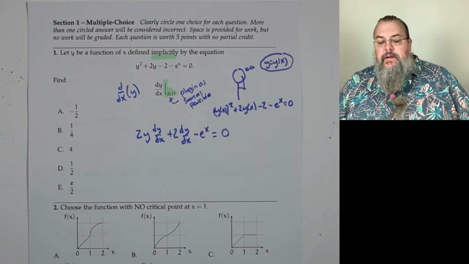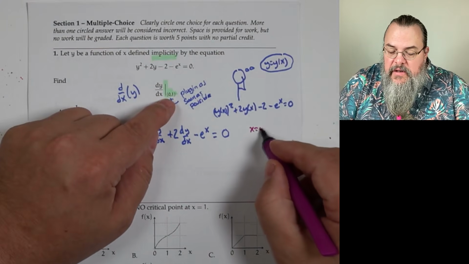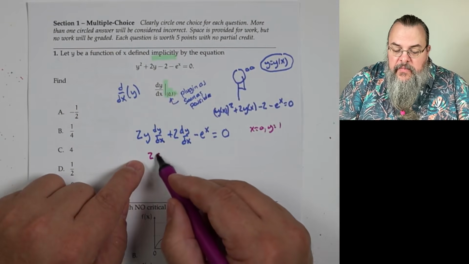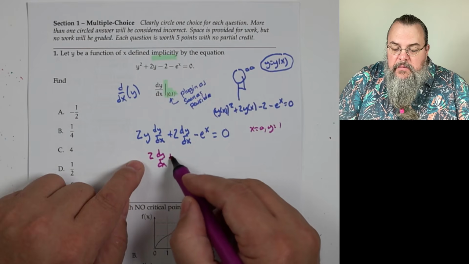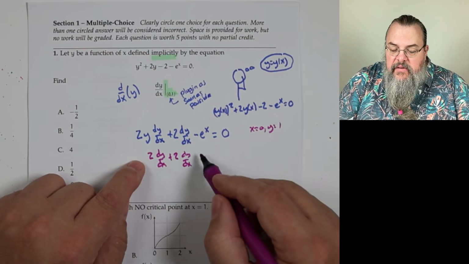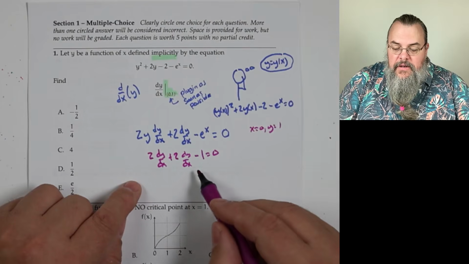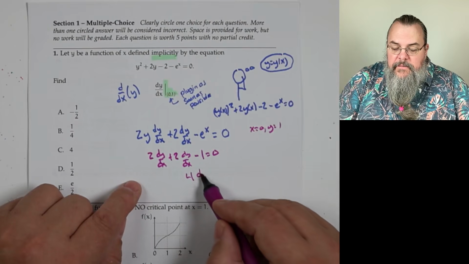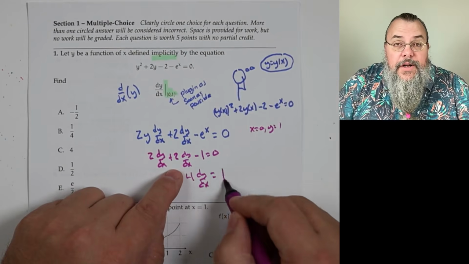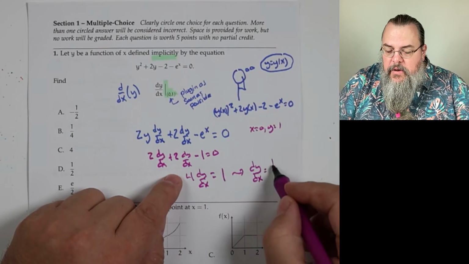So we say, okay, let's plug in. So we're going to plug in x equals 0 and y equals 1. So we're going to get 2 dy/dx plus 2 dy/dx minus e to the 0 is 0. Oh, okay, well that becomes 4 dy/dx, and this minus 1 can move across, equals 1. So dy/dx is 1/4.